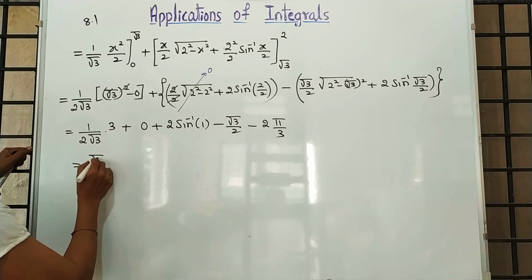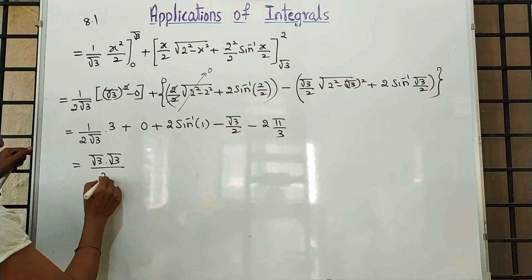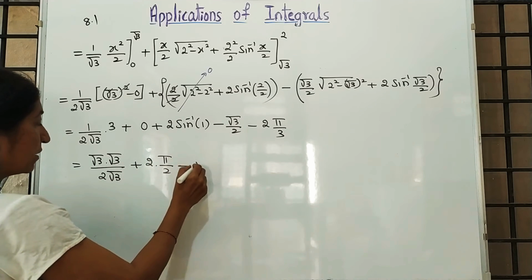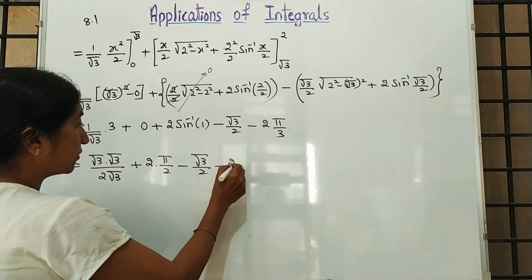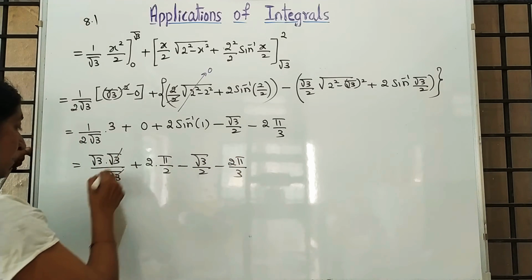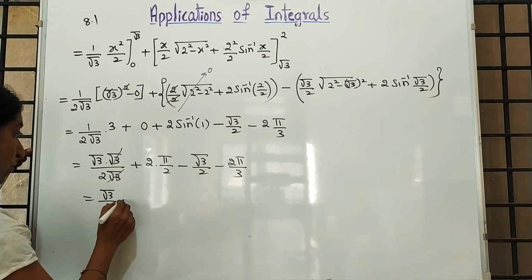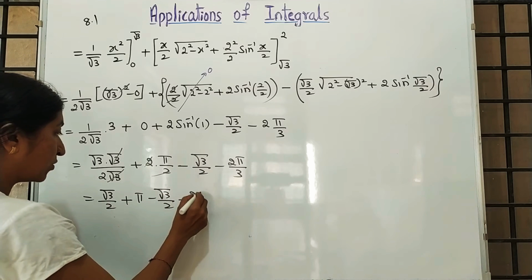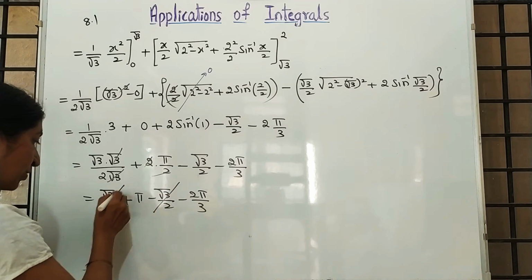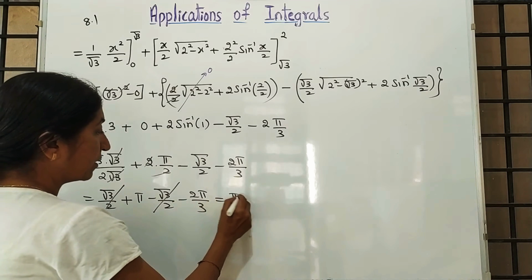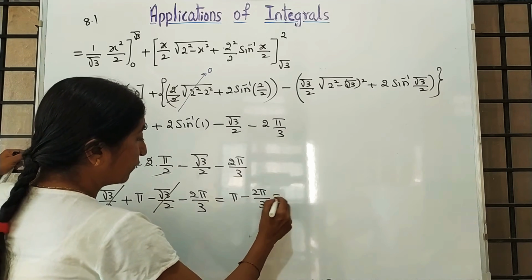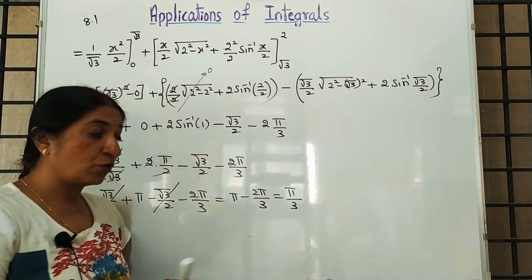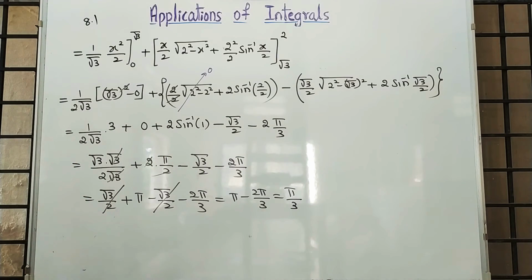3 we can write as root 3 into root 3 upon 2 root 3 plus 2 into pi by 2 minus root 3 by 2 minus 2 pi by 3. See here, it is root 3 by 2 plus pi minus root 3 by 2 minus 2 pi by 3. Minus root 3 by 2 plus root 3 by 2 gets cancelled. Pi minus 2 pi by 3. After taking the LCM, you will get pi by 3. Pi by 3 square units. Moving to the next question.